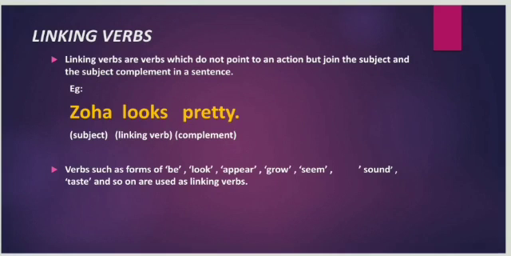Okay, so these type of words are not action words, not action verbs, but still they are linking or joining the subject and a complement. So verbs like all the forms of be, then appear, grow, seem, all these type of verbs are called linking verbs.